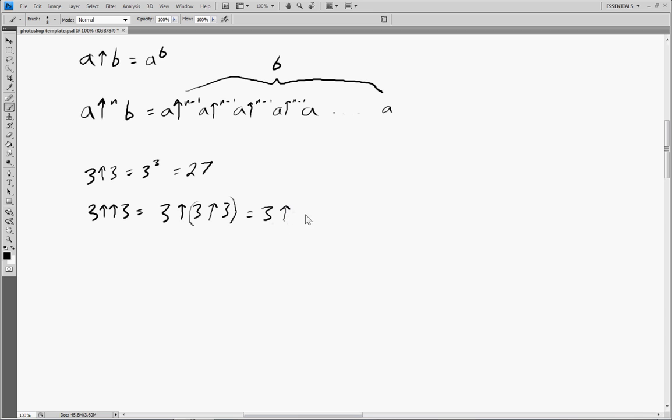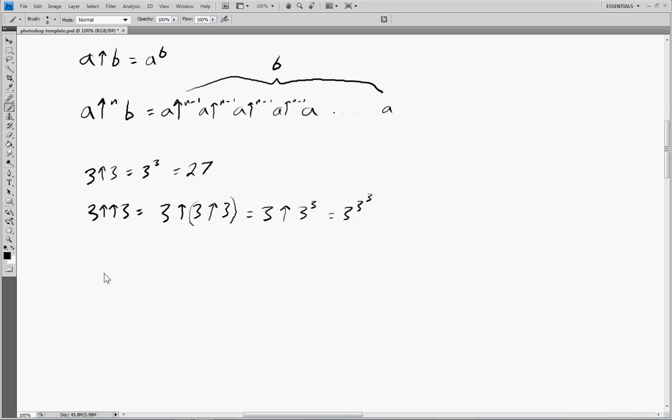Then we go 3 up arrow, 3 to the power of 3. Well, what's 3 up arrow, 3 to the power of 3? It's 3 to the power of 3 to the power of 3. So we can basically think of this as the double up operation is a way of creating towers of exponentials this high. So it's a recursive way of doing exponentiation. So this is a tower of 3's, 3 high. So this is basically tetration. This is the idea of recursive exponents.